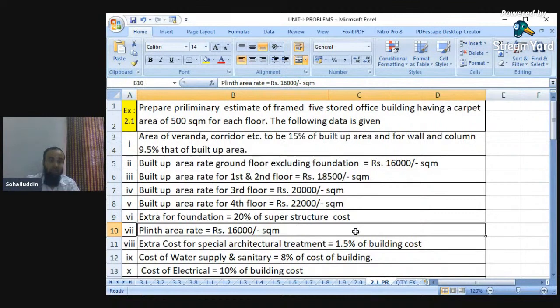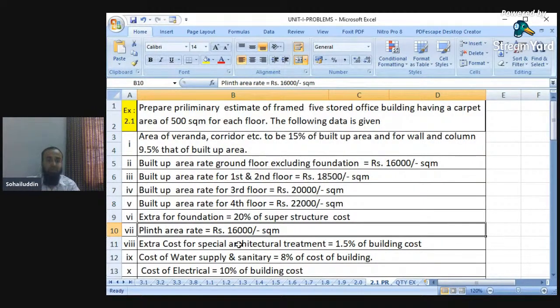This foundation cost we cannot see; at the starting stage we will see it, but afterwards that excavated material will not be seen. This 20% of cost will be taken by the total building structure. So plinth area rate is nothing but, again, this is the confusion. If it is not given, then we can take this 16,000 as the same.